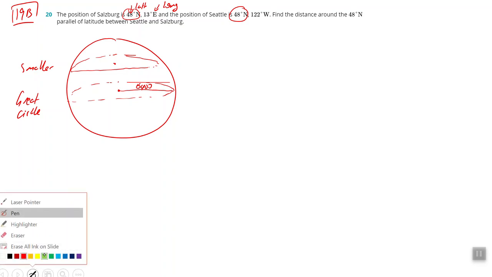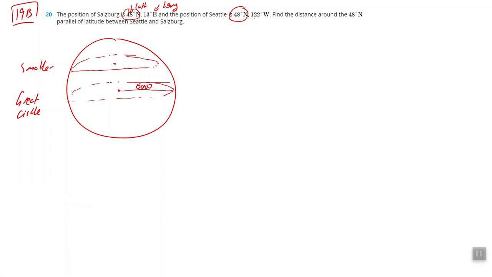Now we know that Salzburg is 30 degrees east in longitude and Seattle is 122 degrees west. Okay, so if this was the meridian line, the Greenwich meridian, 30 degrees east would be somewhere here, and 122 degrees west would be somewhere, let's just say over here. Okay, and what you're trying to find, essentially, is, if I draw an arc, this is the arc length I'm trying to find.